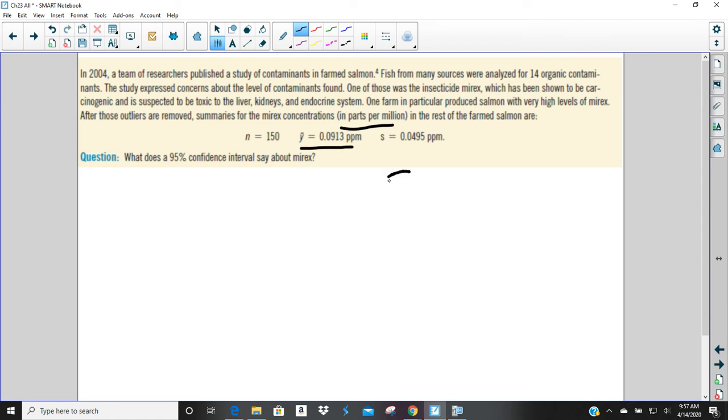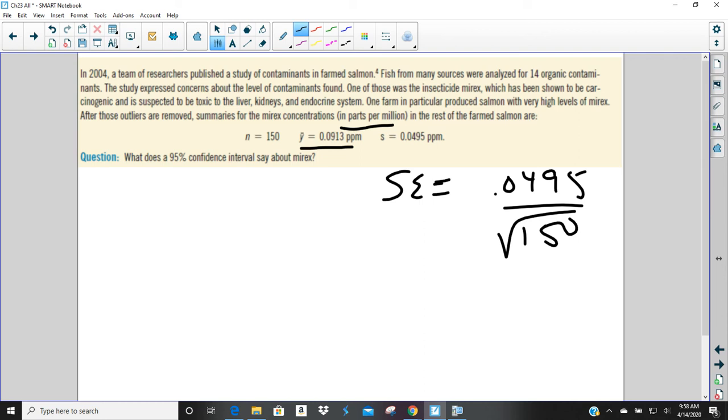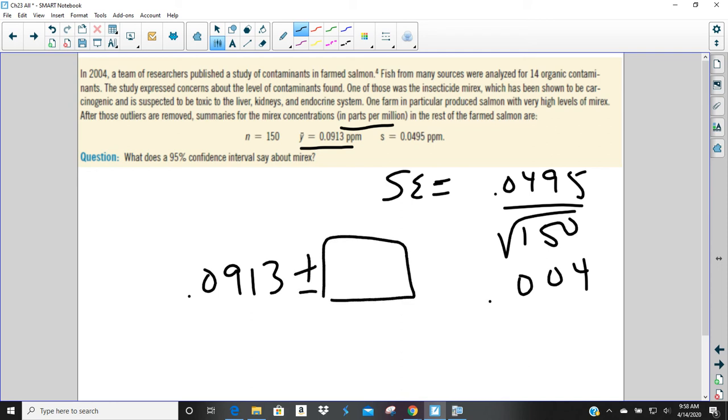My standard error is going to be the standard deviation of the sample, divided by the square root of the number in the sample. So let me just do that math real quick. 0.0495 divided by the square root of 150, and we get 0.004. So if I did this manually, I'd have 0.0913 plus or minus, we have to find the critical value, we'll find that in one moment, times 0.004.